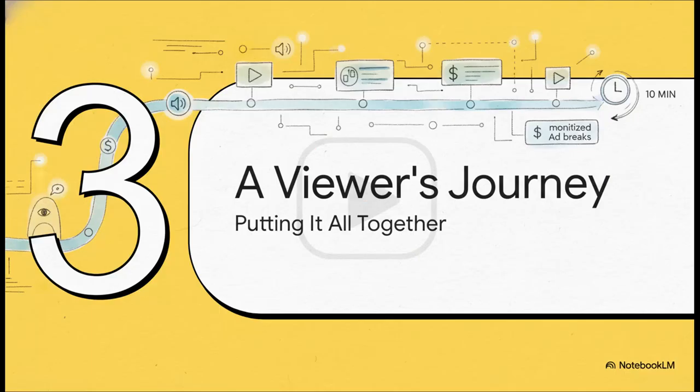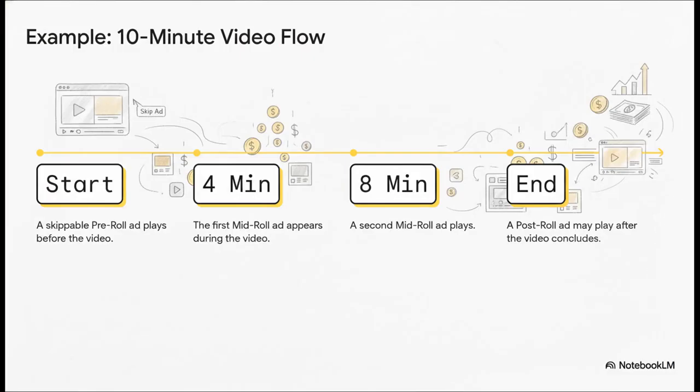All right, we've looked at all the different pieces of the puzzle. But what does it actually feel like for a viewer? Let's walk through a typical experience, say for a 10-minute video that's fully monetized. So here's how it could all play out. A viewer clicks on your video. First, they get a skippable pre-roll ad before your content even starts. They watch for a bit, and then, around the 4-minute mark, boom, a mid-roll ad pops up. Maybe they get another one around the 8-minute mark. And then, once your video finishes, a final post-roll ad might play. You see how this layering works?